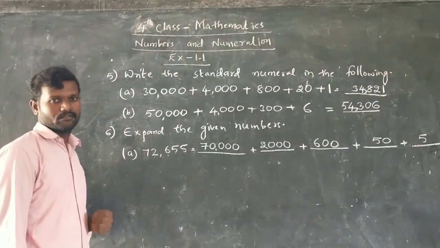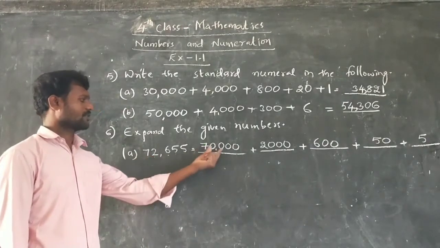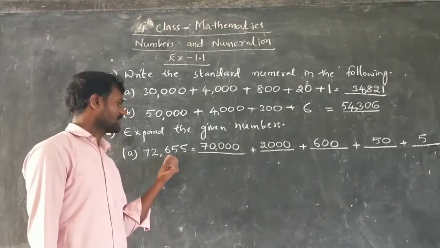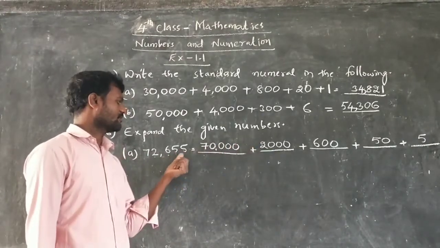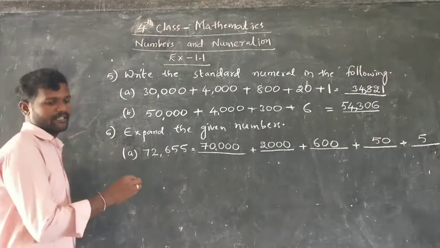Otherwise, after 7, how many numbers are there? 4. So write 4 zeros. After 2, how many numbers? 3. So 3 zeros. After 6, 2 numbers, 2 zeros. After 5, 1 number, so 1 zero. The last one is single. In that way, write the second one.